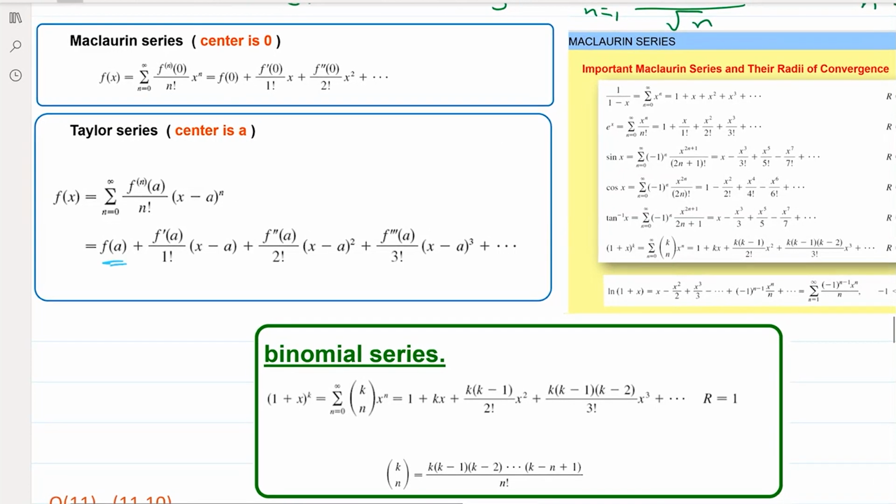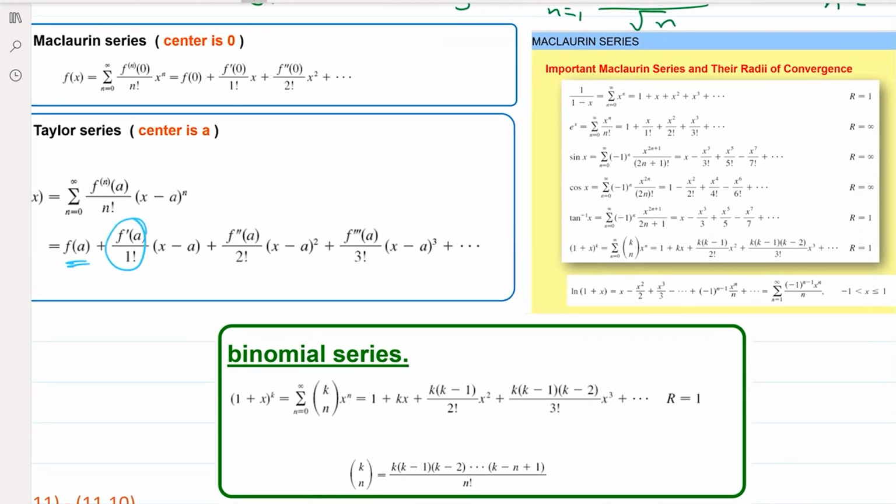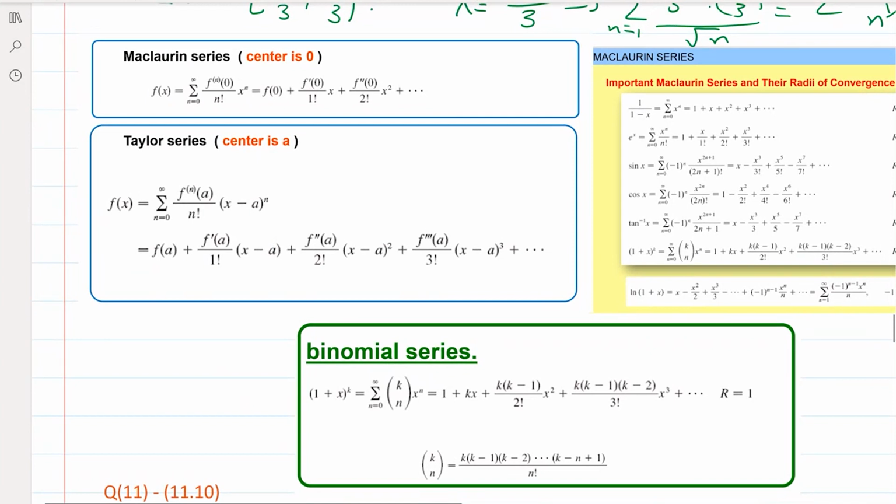So it will be f of a plus the first derivative over 1 factorial times x minus a, plus the second derivative over 2 factorial, and so on. This is the formula of the Taylor series. A special case of the Taylor series is the Maclaurin series. What is the Maclaurin series? Just put the point to be 0. If you put the point at 0, then it will be the Maclaurin series.